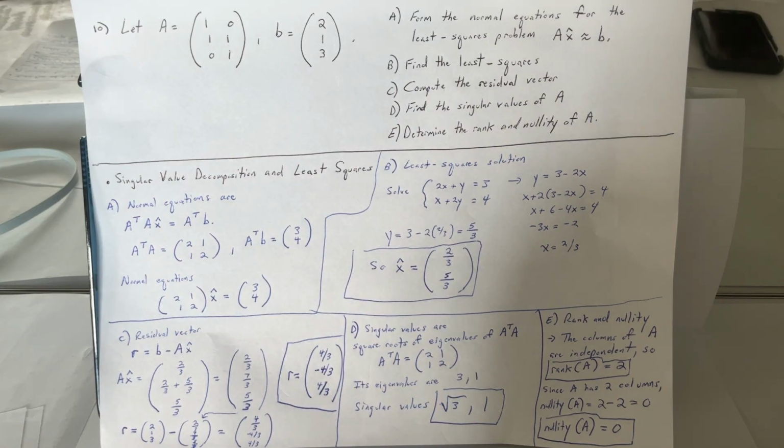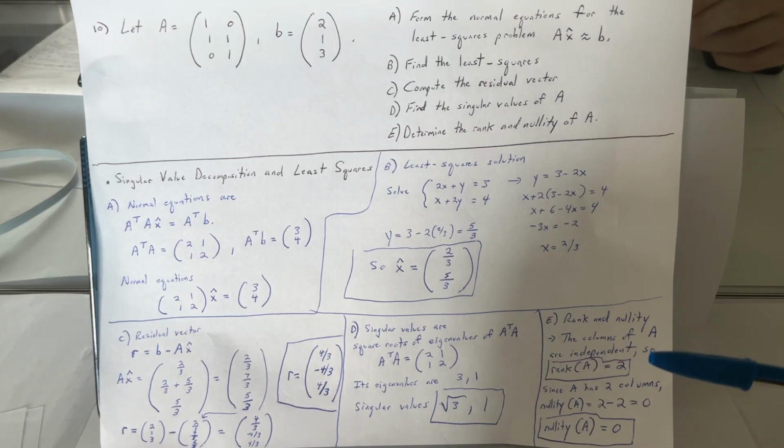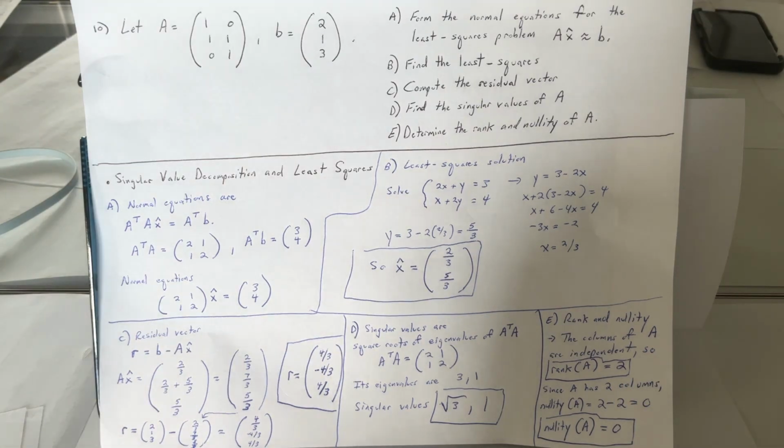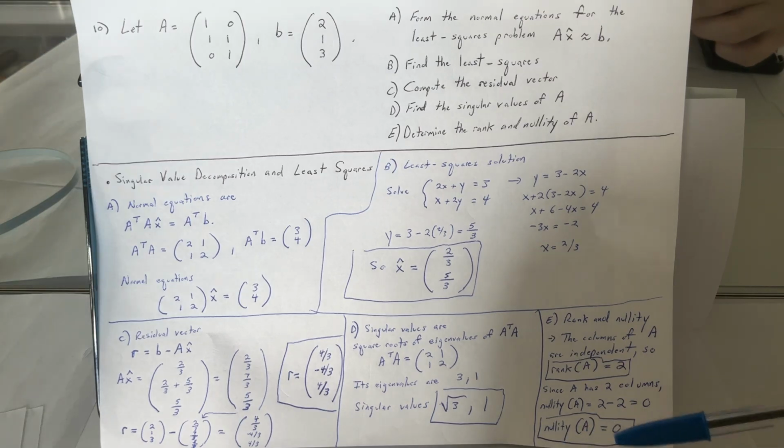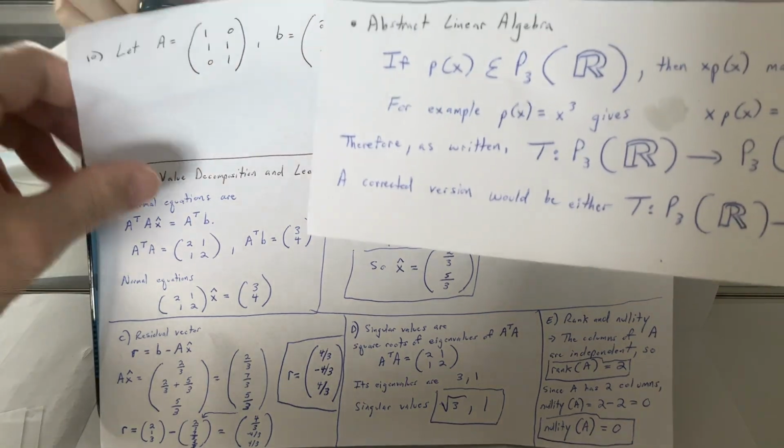Part E, determine the rank and nullity of A. Well, the columns of A are independent, so rank of A is 2. And since A has 2 columns, the nullity of A is 2 minus 2 equals 0, so nullity of A equals 0. Okay, so that's all for number 10, and then we go to number 11.